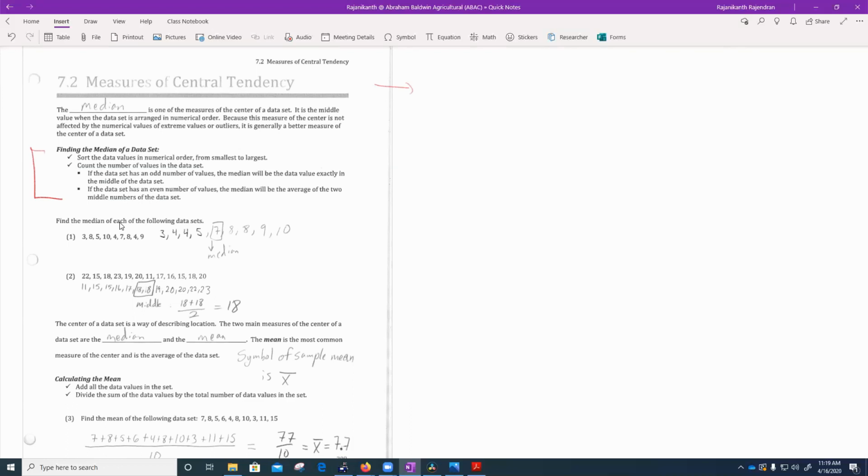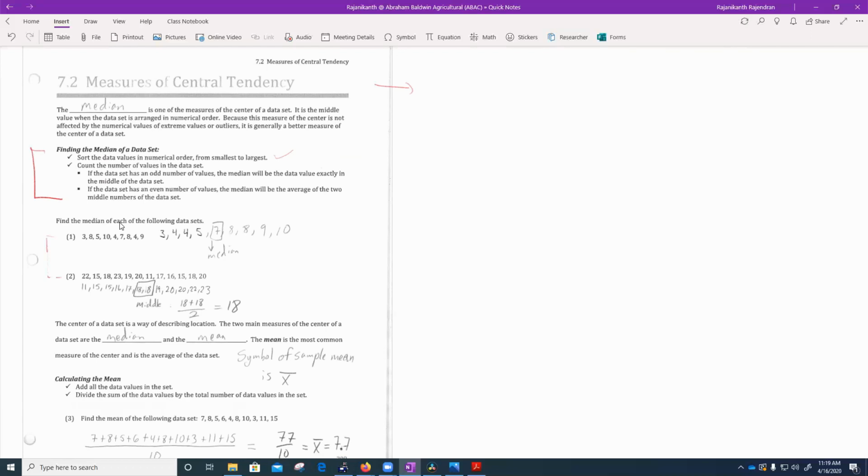This is the way. First, sort the data values in numerical order from the smallest to the highest. You rearrange the data values. Then count the number of values in the data set. You have to check how many data values are there. If the number of data values is an odd number, then you will have only one middle. If you have an even number of data values, then you will have two middle values. Then you have to find the average of those to find the median. So we will look at these two examples, then you will understand.